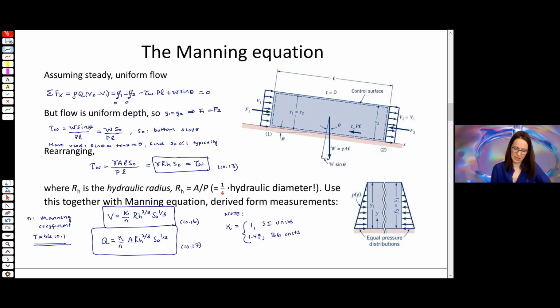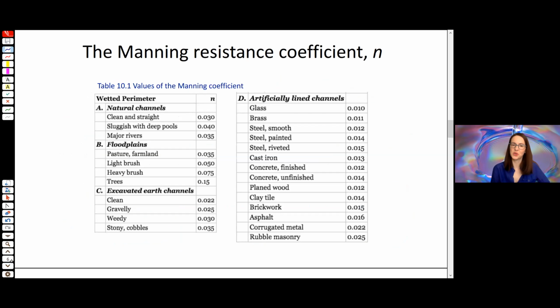All right. And then down here on the lower right, this is just an illustration that the pressure distribution on the sides of the channel are going to be equal, as well as at the front and the back at sections 1 and 2. And that's because of symmetry.